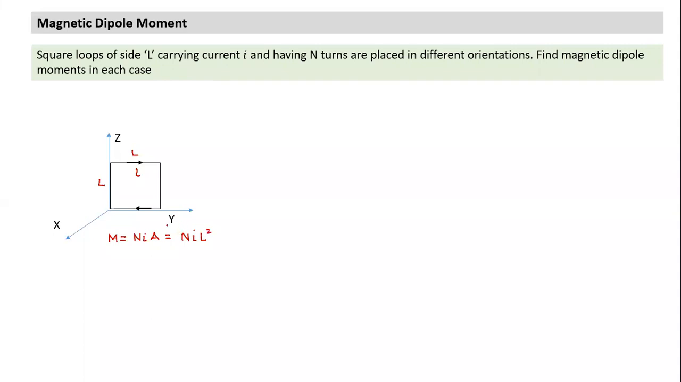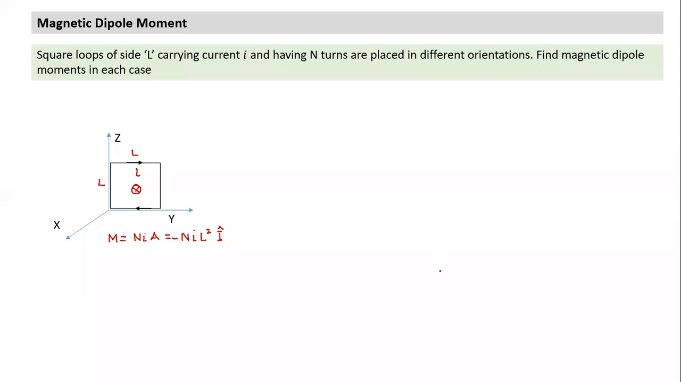What is the direction now? Can you all visualize the direction? If I curl my fingers in this direction, with the right hand, looking from here, your fingers should be curling in the clockwise direction. When your fingers curl in the clockwise direction, the thumb points into the plane of paper. So the direction of the dipole moment is into the plane of paper, which is minus i cap.